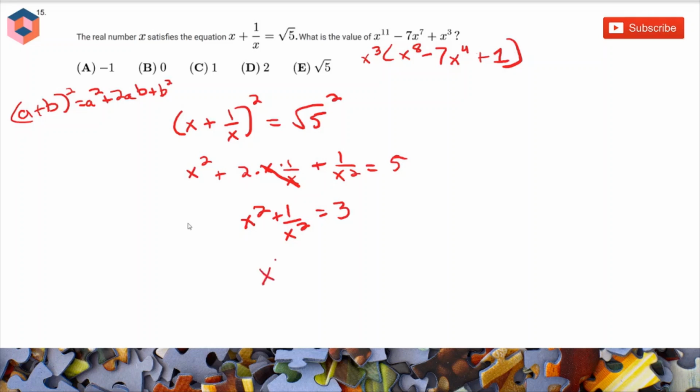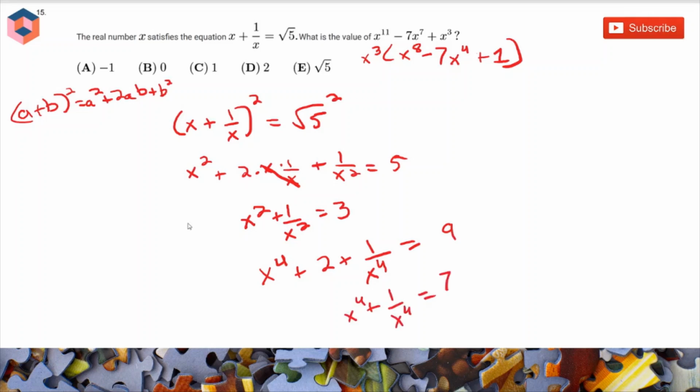And this time I won't write out the whole thing, but we know it's x to the power of 4 plus 2 times x squared times 1 over x squared, where the x squared and the 1 over x squared would cancel out. So we get x to the power of 4 plus 2 plus 1 over x to the power of 4, which gives us 3 times 3, or 9. So x to the power of 4 plus 1 over x to the power of 4 equals 7.